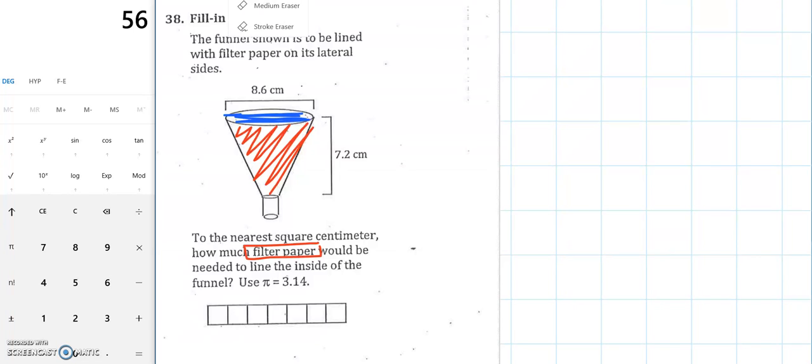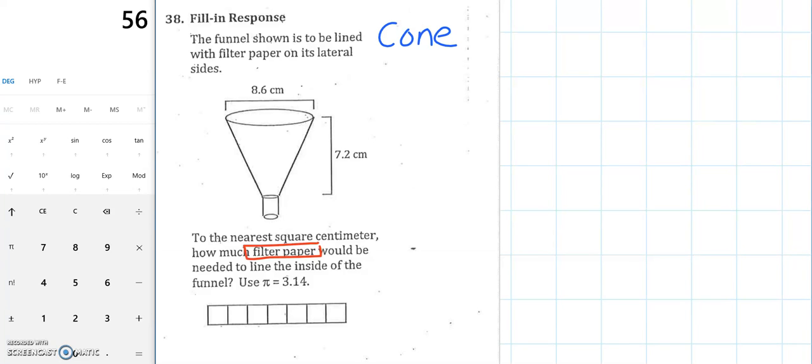Now I'm going to erase this and we're going to think about what shape this is. Your funnel is clearly in the shape of a cone. I know that a little piece here is truncated at the bottom, but we assume that it's not truncated. Imagine there's an entire cone here, and when you put in the filter paper, it's going to form the entire shape of the cone.